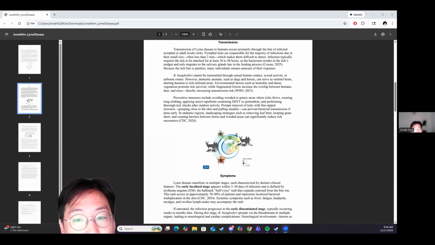Prevention focuses on avoiding tick bites, wearing protective clothing, using insect repellents, checking the body for ticks after being outdoors, and promptly removing any that are found.